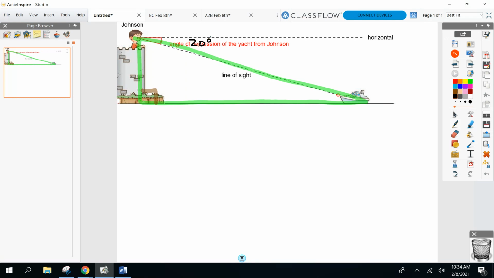I can't use that 20 though. It's not inside my right triangle, and it's got to be inside if you want to use sine, cosine, tangent. So before we do any problems using angle of depression, can you guys help me out? Is there any way I can use 20 degrees to get an angle inside my right triangle? Because where that 20 is right now, it's not going to help me.